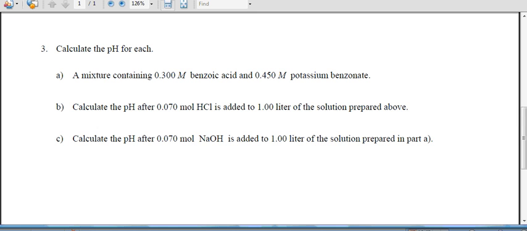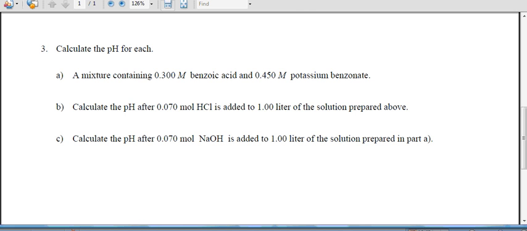Alright, this is Mr. Craig in part 3 of the buffer question. You'll notice that this question is a little bit different than the previous two questions in that I have 3 parts. What I plan on doing in this question is mixing the 2 solutions that I prepared in part 1 and part 2, and I'm going to place those in 2 separate beakers. So I'm going to pour the 2 solutions together, and then pour that one solution into 2 separate beakers so I can answer part B and part C and show you how well this buffer solution works.